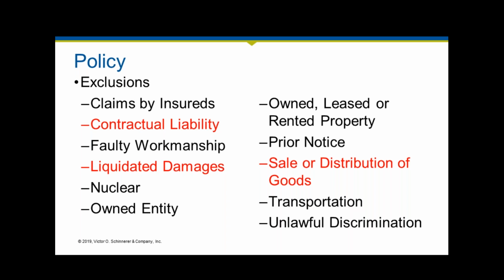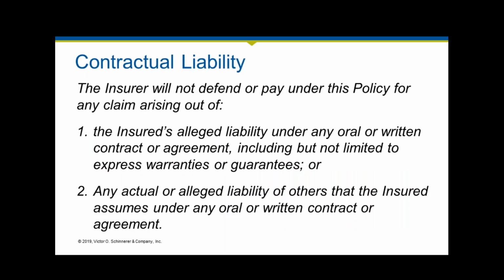Let's move on to contractual liability. This is language in the policy, and basically it says the insurer is not going to cover contractual risks that you assume. The reason it's in there is that if your professional liability policy covered all your contractual risks, every contract you sign would have to be looked at by your insurance company, which would then have to rate your coverage based on whatever is in your contract. You would be paying for each contract you sign, and the cost would go up tremendously.